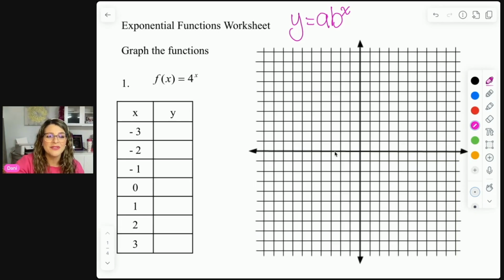Okay, so the first one, I'm putting these in function notation. So f of x and y, it's the same, okay? But f of x is the fancy function way, all right? So I'm going to plug this into our calculator, get the table, and then we're going to graph.